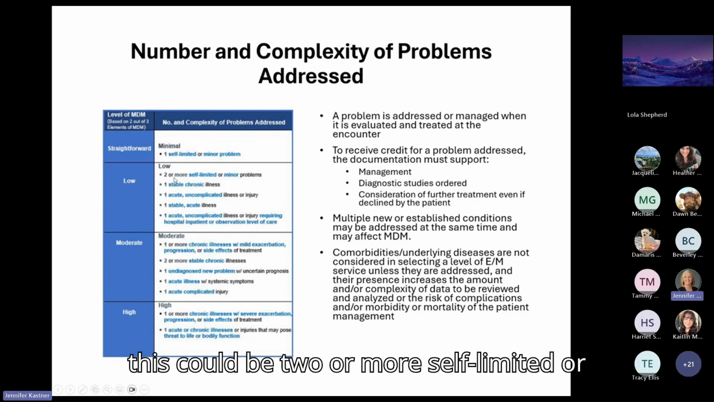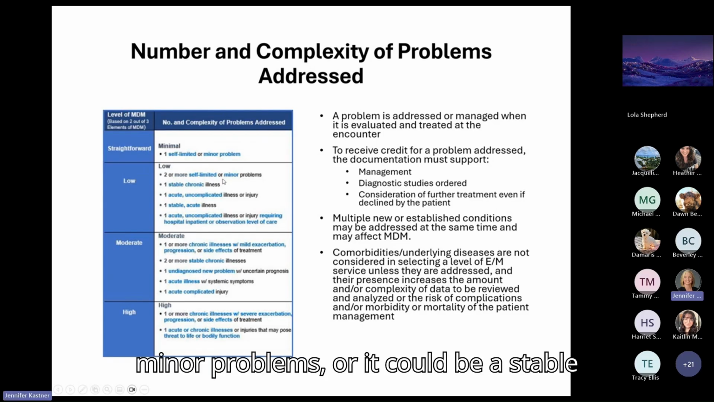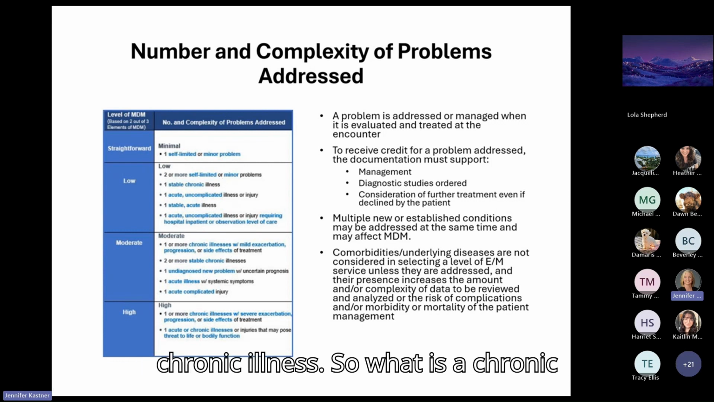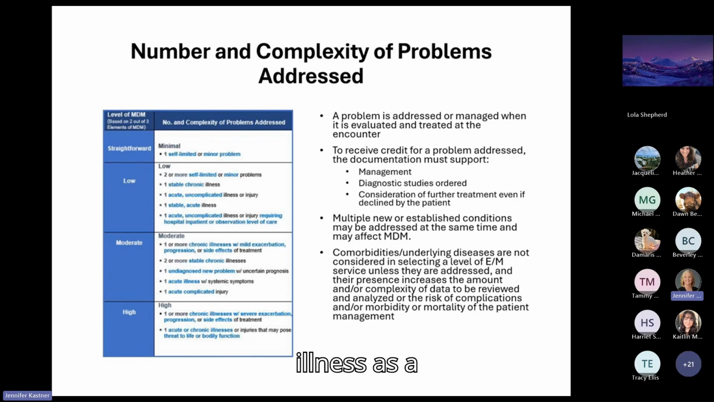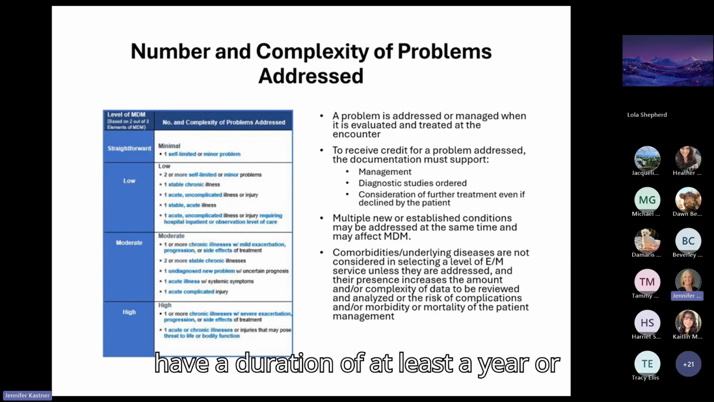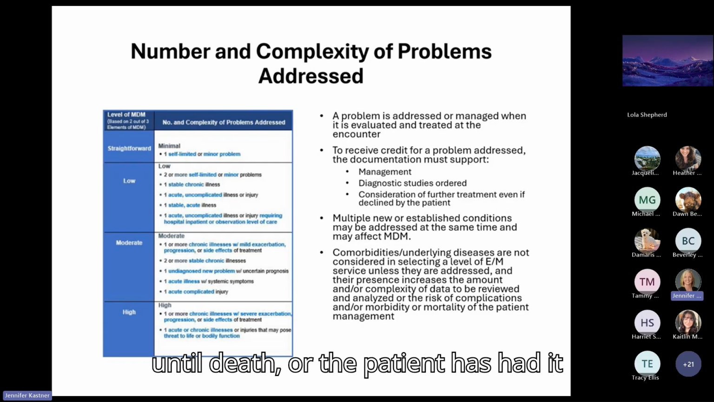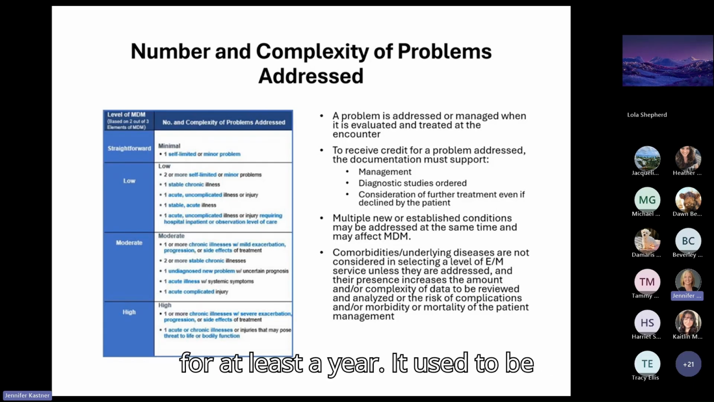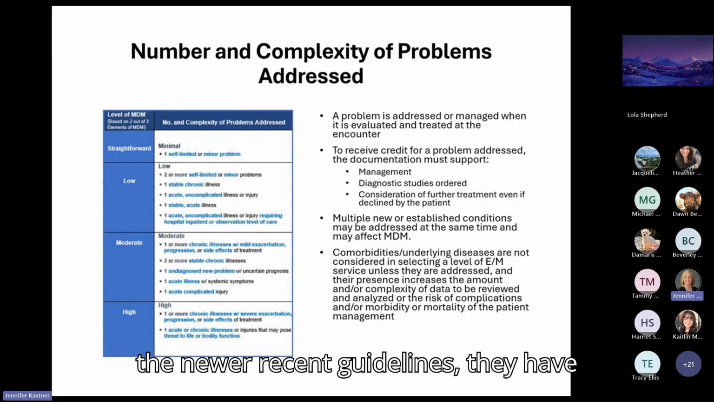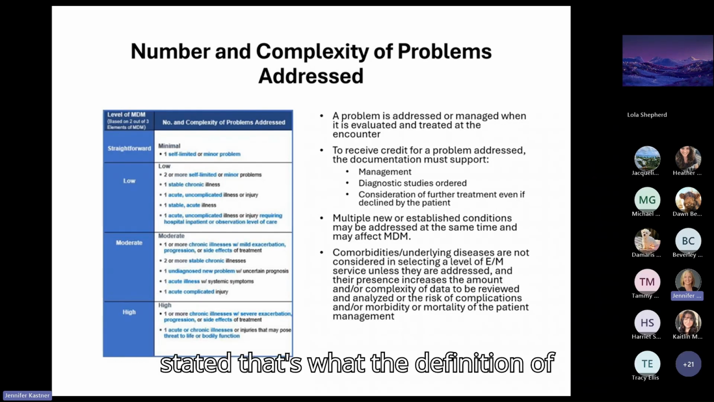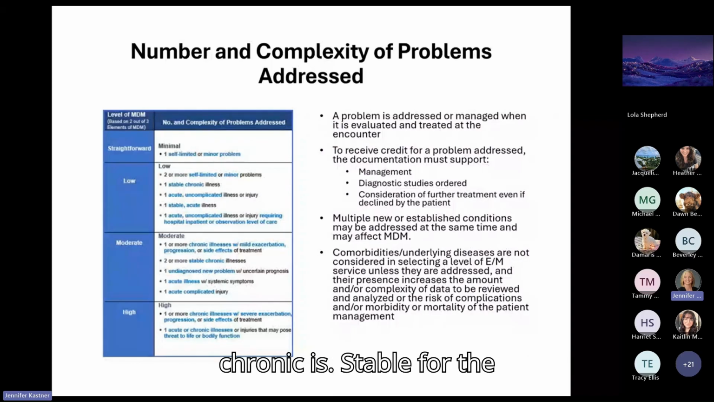Low, this could be 2 or more self-limited or minor problems, or it could be a stable chronic illness. So what is a chronic illness? They have defined a chronic illness as a condition that's expected to have a duration of at least a year or until death, or the patient has had it for at least a year. It used to be 3 months or more, but with the newer recent guidelines, they have stated that's the definition of chronic.